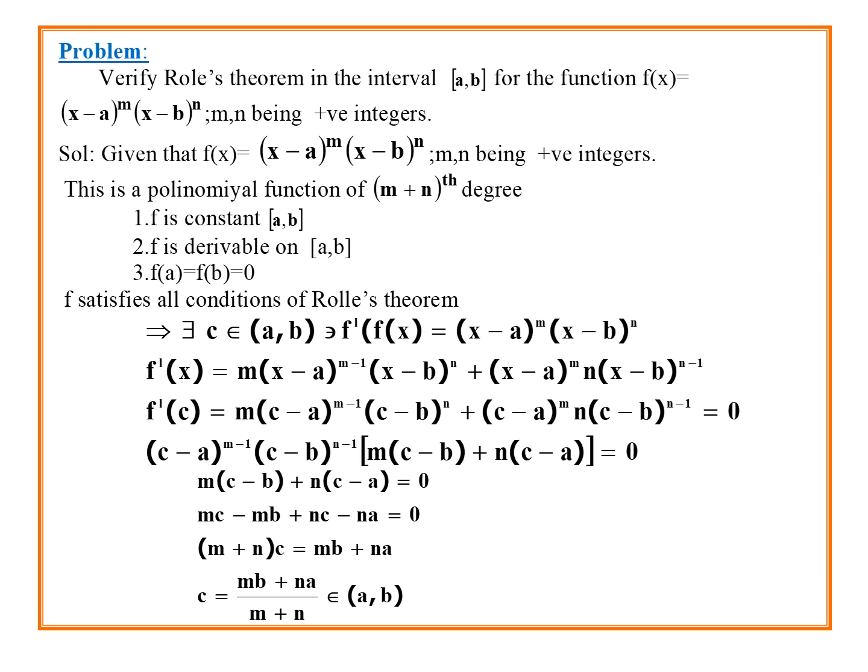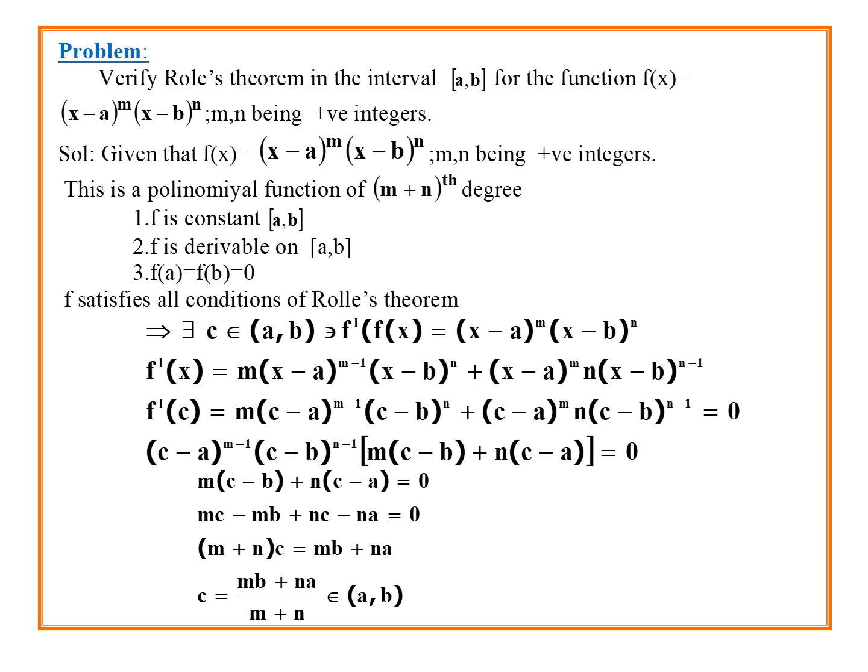(c minus a) to the power of m minus 1, (c minus b) to the power of n minus 1. Take the common terms outside, because these two terms have a common factor, that is (c minus a) to the power of m minus 1, (c minus b) to the power of n minus 1. Then what is the remaining term? m into (c minus b) plus n into (c minus a), that is equal to 0.